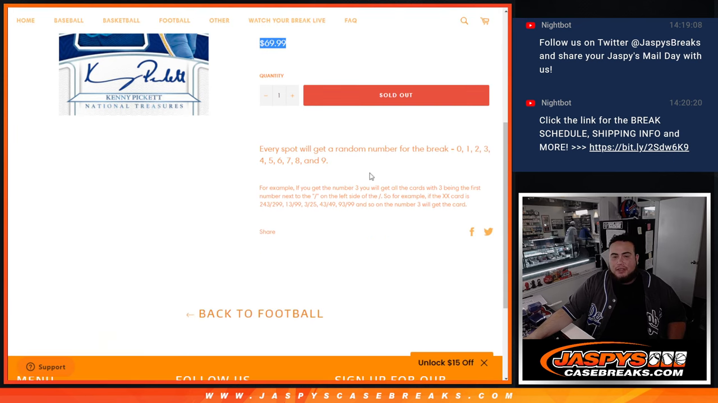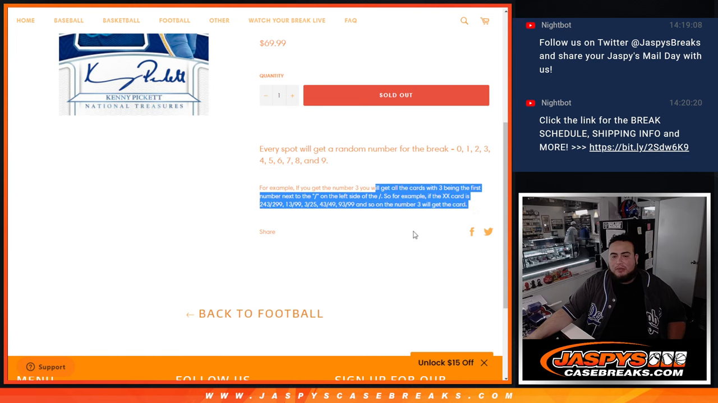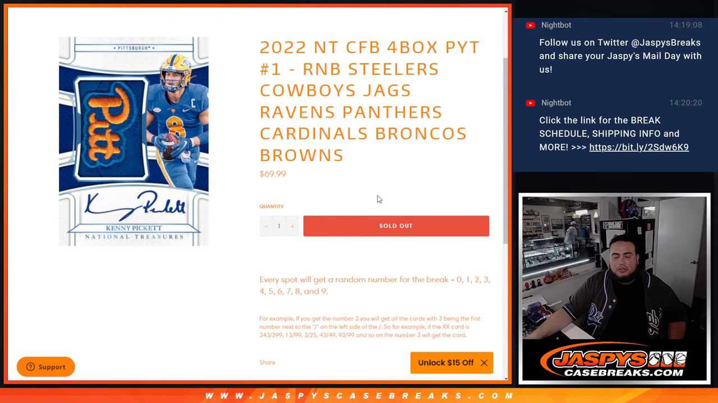And if there are any hits for any of these teams, they're going to be distributed out by random number blocks. So you get a serial number from 0 through 9. And it goes by the first number on the left side of the serial number dash. There's your examples there. Any and all redemptions go to spot 0.